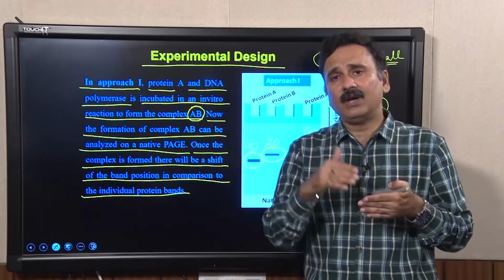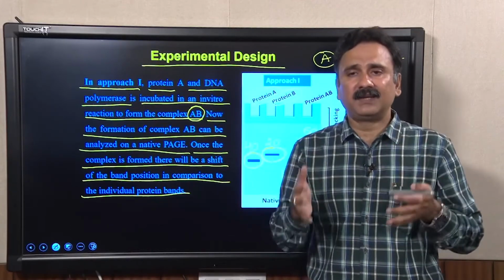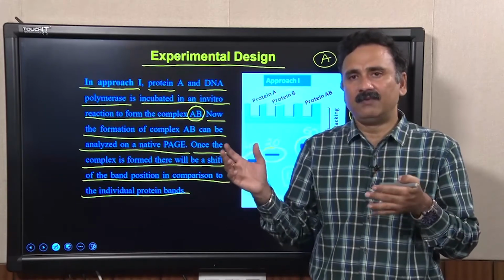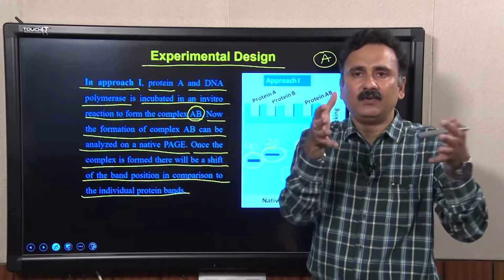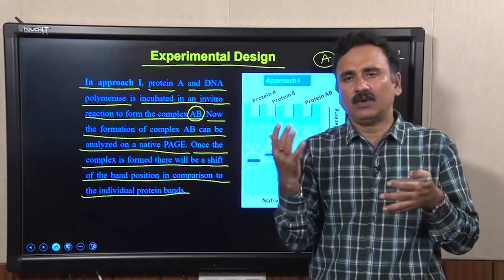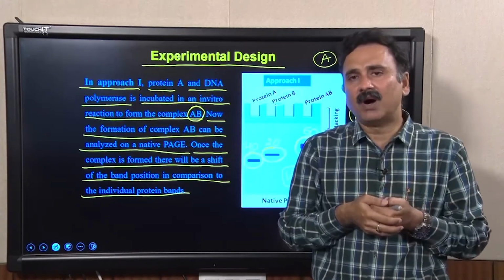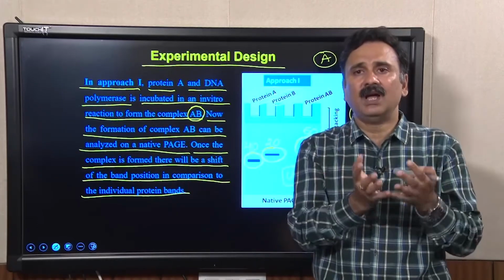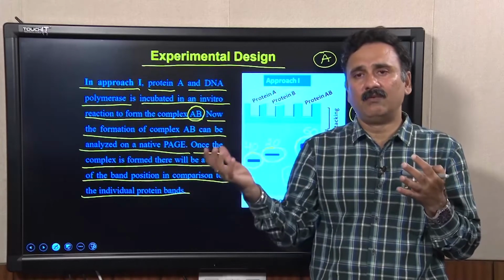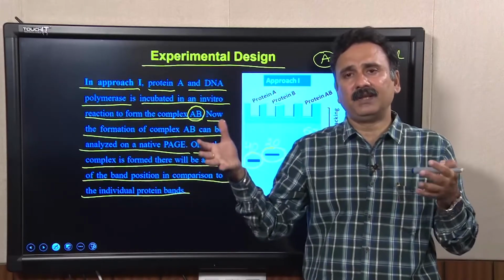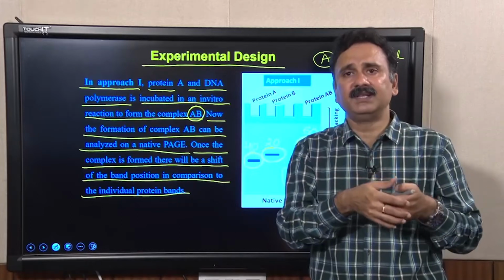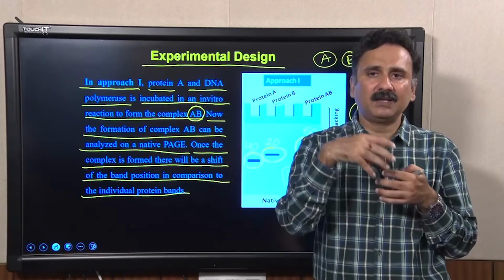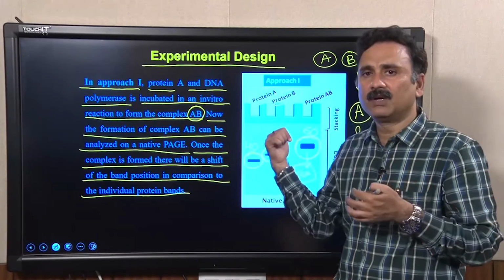Another way of verifying the complex is that, before adding B to A, you can simply add antibodies, so that they bind all the regions available in A which are available for B to bind. As a result of the antibodies, B will not get a suitable site on A to bind, and as a result it is not going to form the complex.